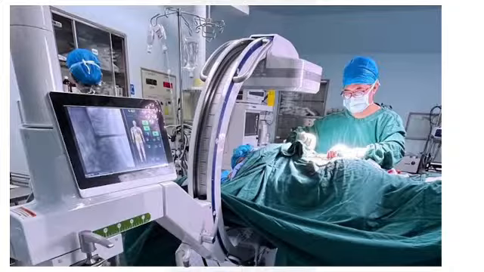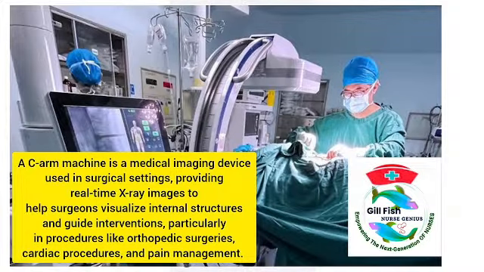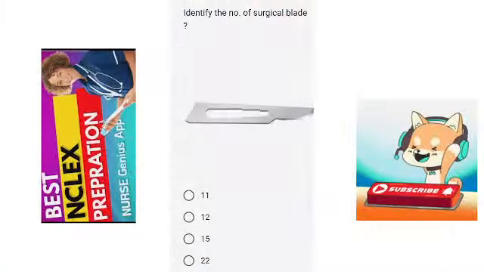What is the use? A C-arm machine is a medical imaging device used in surgical settings, providing real-time X-ray images to help surgeons visualize internal structures and guide interventions, particularly in procedures like orthopedic surgeries, cardiac procedures and pain management. That is why it is called a C-arm machine. Okay, next, move on to another question.